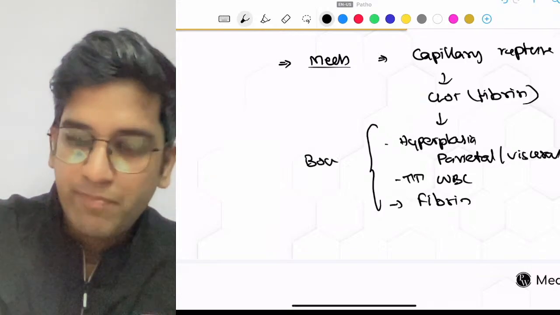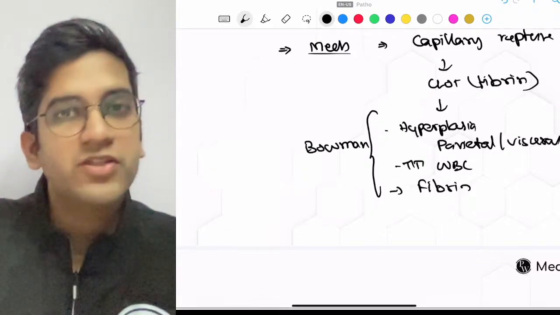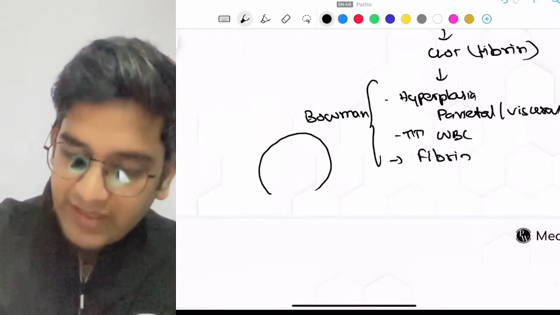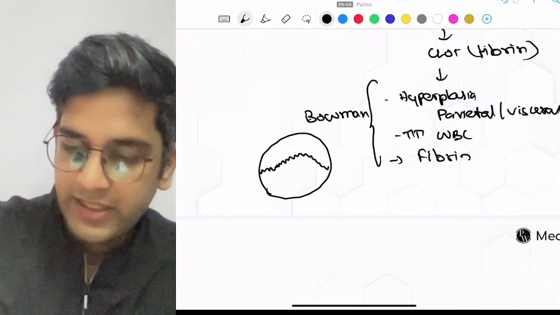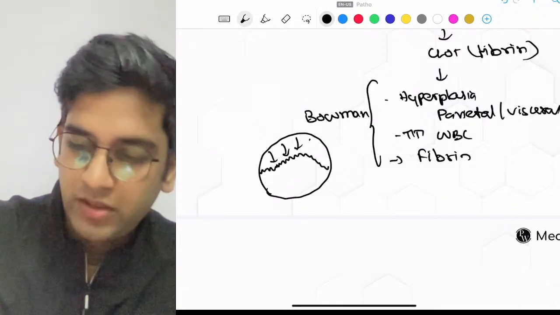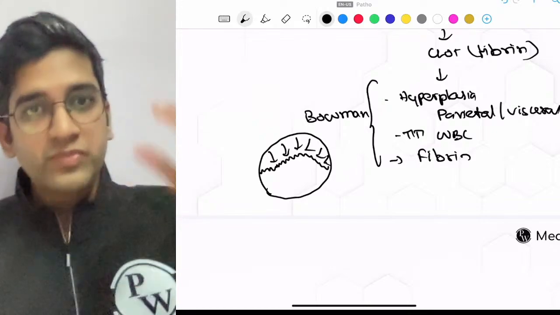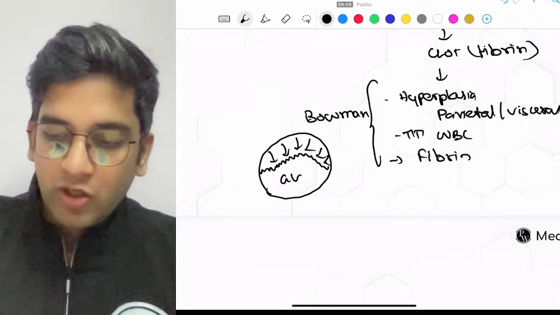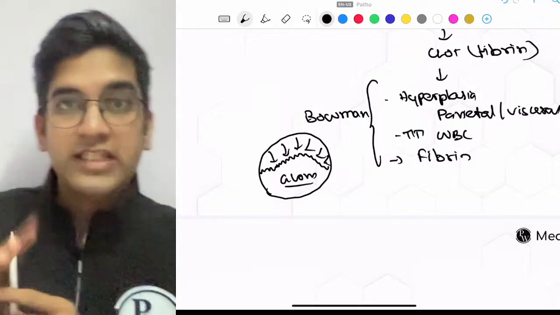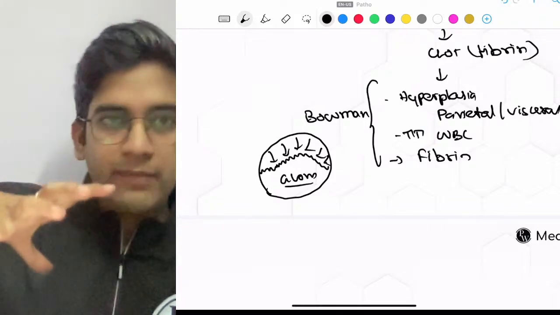Normally Bowman space will be pretty neat. Here the Bowman space will not be neat. So what will happen is I have a capillary like this with all these cells coming into the Bowman's area. It will proliferate from here and come into the Bowman's area. Fine. If it comes into the Bowman's area, can I say it will compress my glomerulus? It's coming from up and pressing it, it will compress the glomerulus.